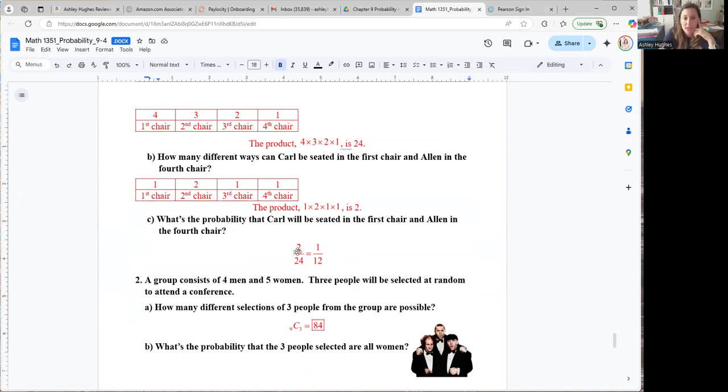A group consists of 4 men and 5 women. 3 people will be selected at random to attend a conference. How many different selections of 3 people from the group? Well, total people, when we're doing the combination, when order doesn't matter, we see that the total here is 9. So that's your total. And then this is your group size. And again, when we do that formula, it's 9 factorial over 3 factorial over the difference. Type that into your calculator and you can figure out what it is.